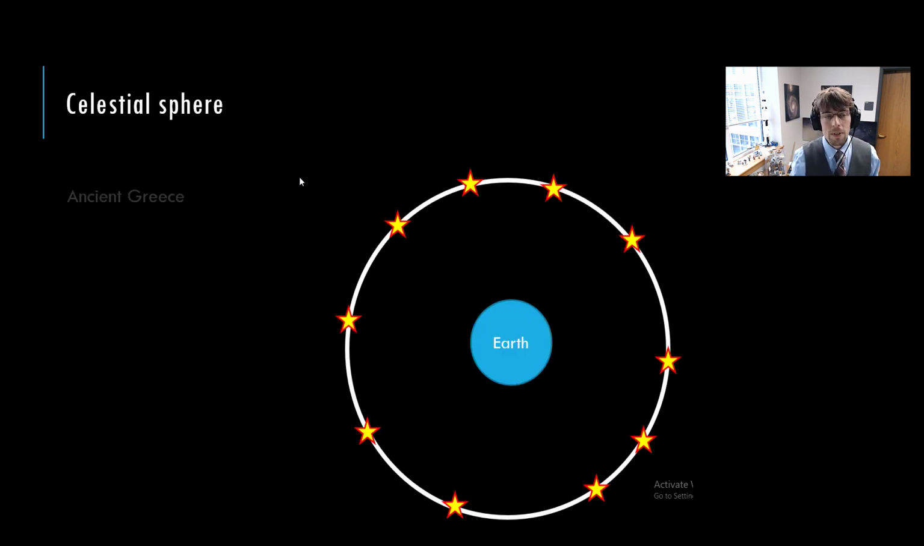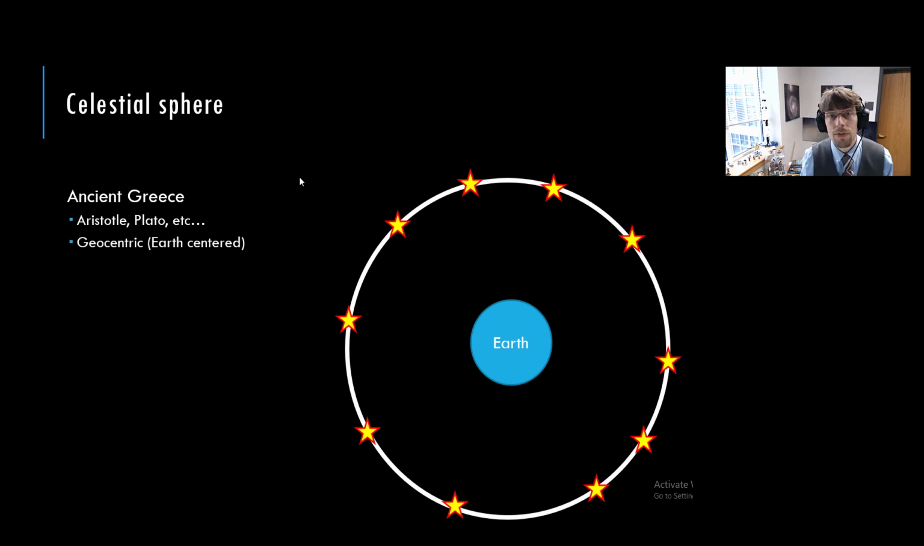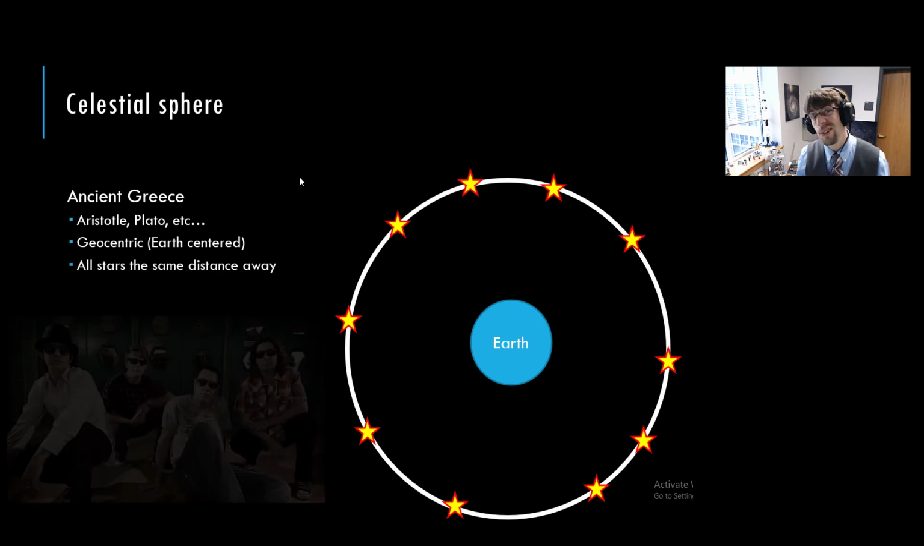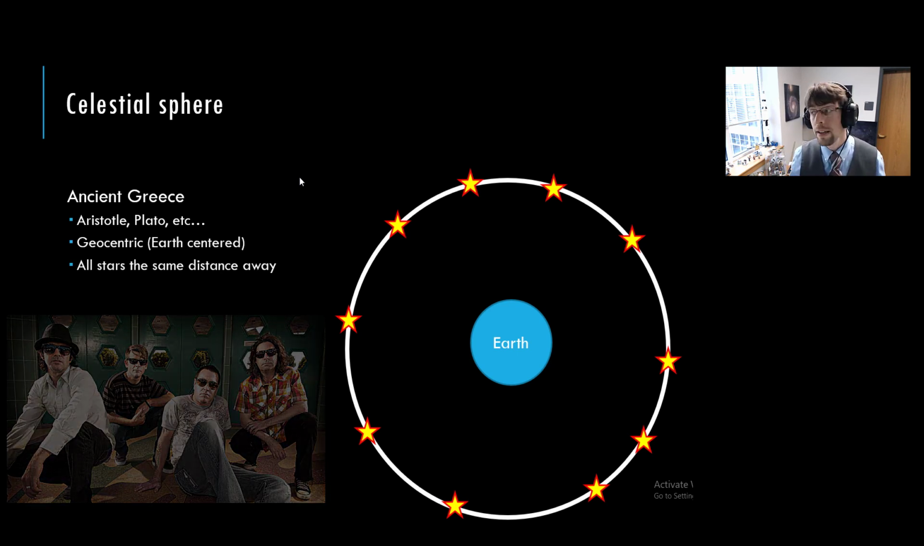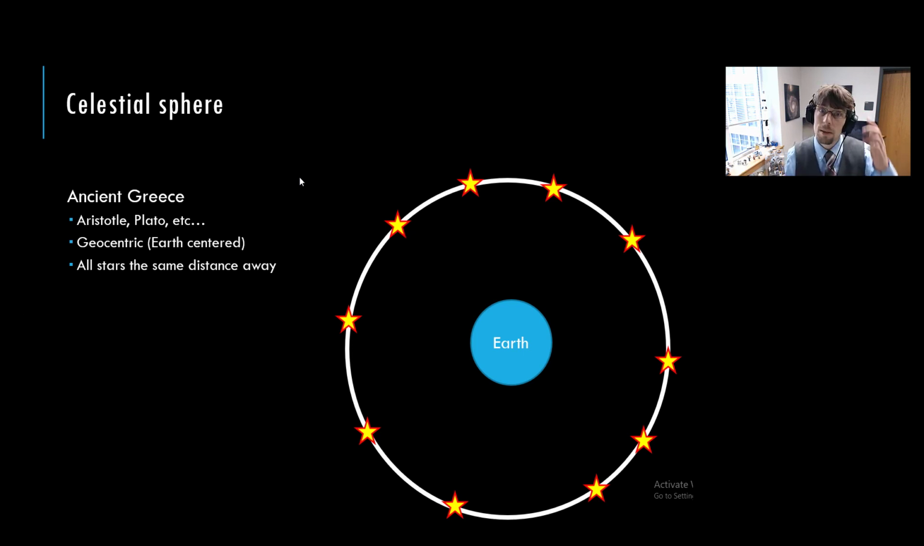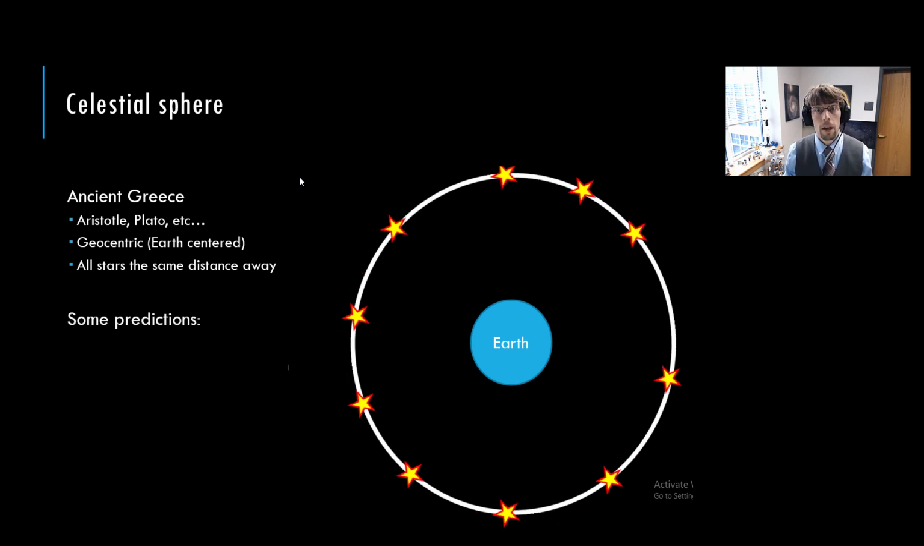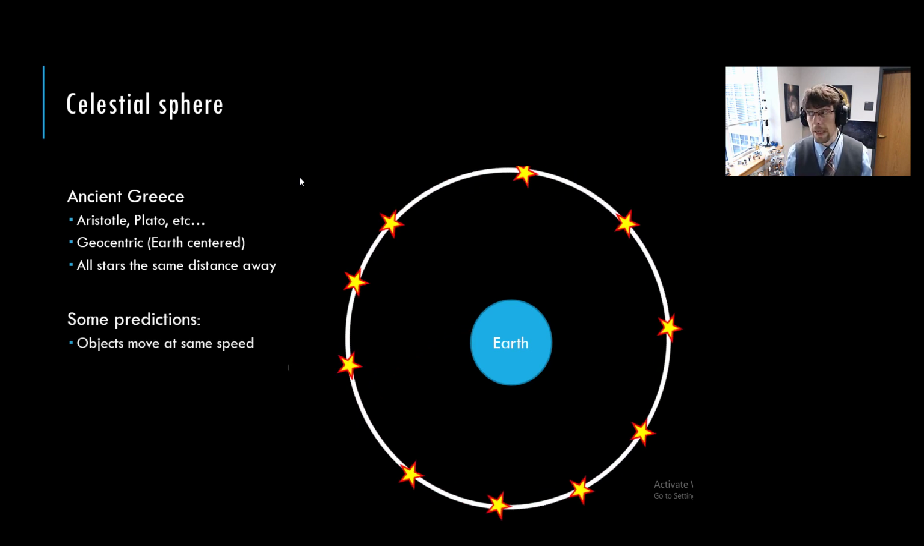So recap. The celestial sphere model comes to us from ancient Greece, Aristotle, Plato, and it is what we call a geocentric model. The Earth at the center with objects moving around the Earth. Remember that the ancient Greeks thought that all stars were the same distance away. That's where they built this conceptualization from. Predictions from this model: all the stars should move at the same speed, and all the stars should move in the same direction.